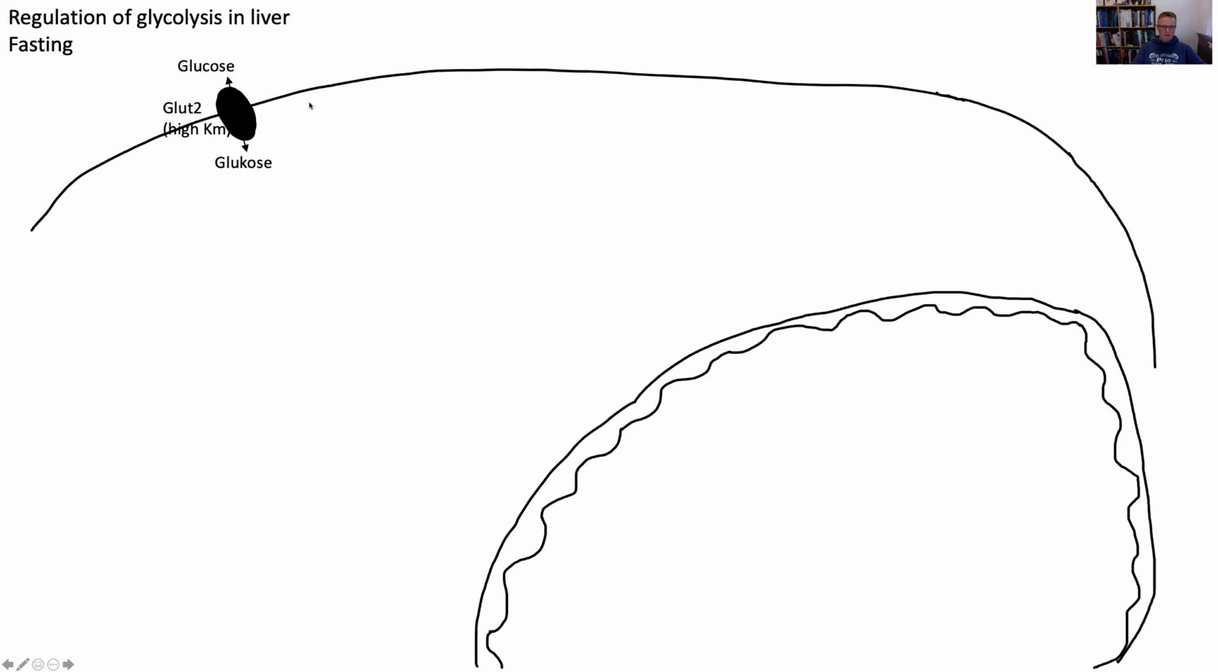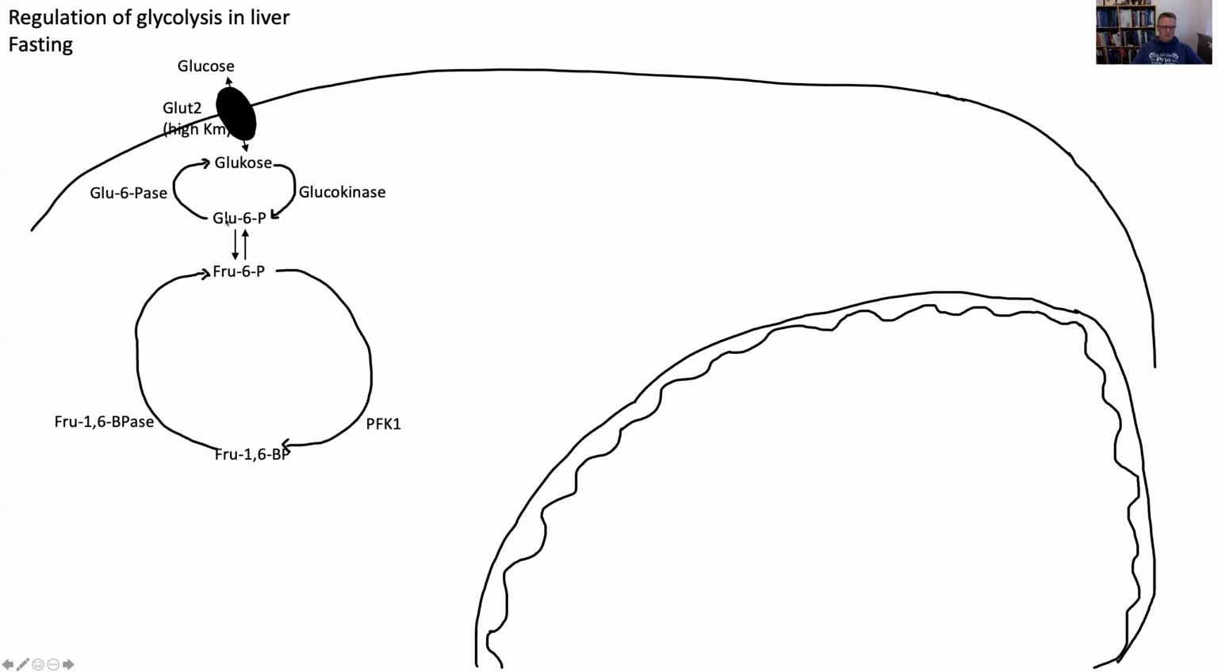So in the liver, we know, as I said before, that glucose can enter the hepatocyte via a glucose transporter known as GLUT2, which has this high Km, meaning that the glucose is more or less in equilibrium across the plasma membrane. Then we know that glucose will be phosphorylated by glucokinase to glucose 6-phosphate, and glucose 6-phosphate can also be dephosphorylated by glucose 6-phosphatase.